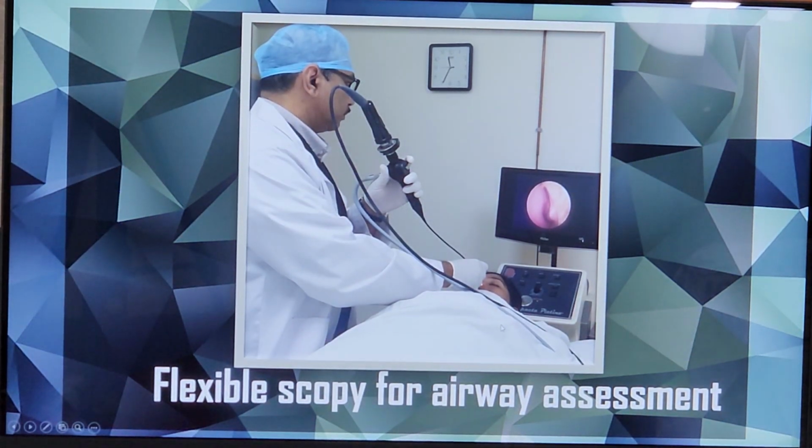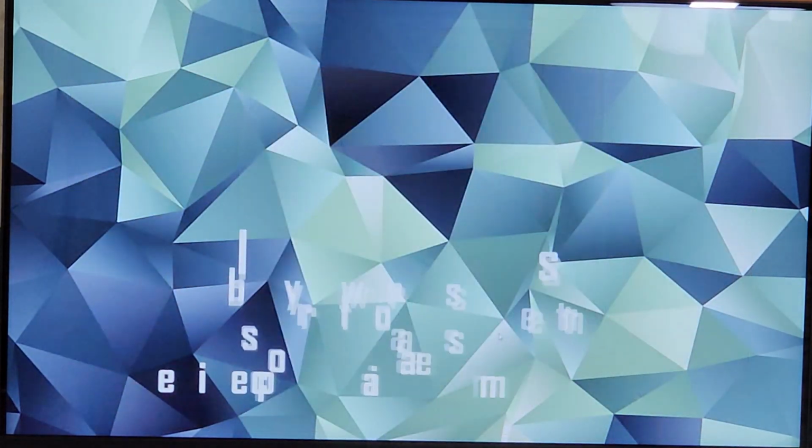Immediately, we went ahead and did a flexible laryngoscopy to assess how much air obstruction there is. This is very important so that we can convey to our anesthetist that intubation is going to be difficult, or ENT shall go ahead and do a tracheostomy or cricothyroidotomy, then we'll start the surgery. So this assessment is very important.